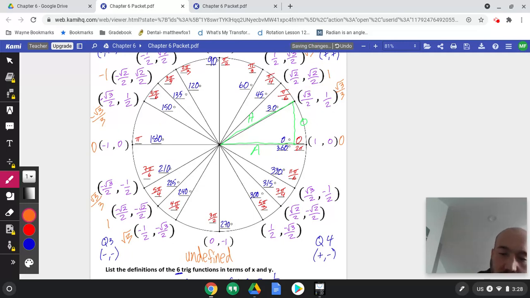And then over here, 300 degrees becomes negative square root of 3. This one will become negative 1. And our final spot we got to fill in at 330, negative square root of 3 over 3.